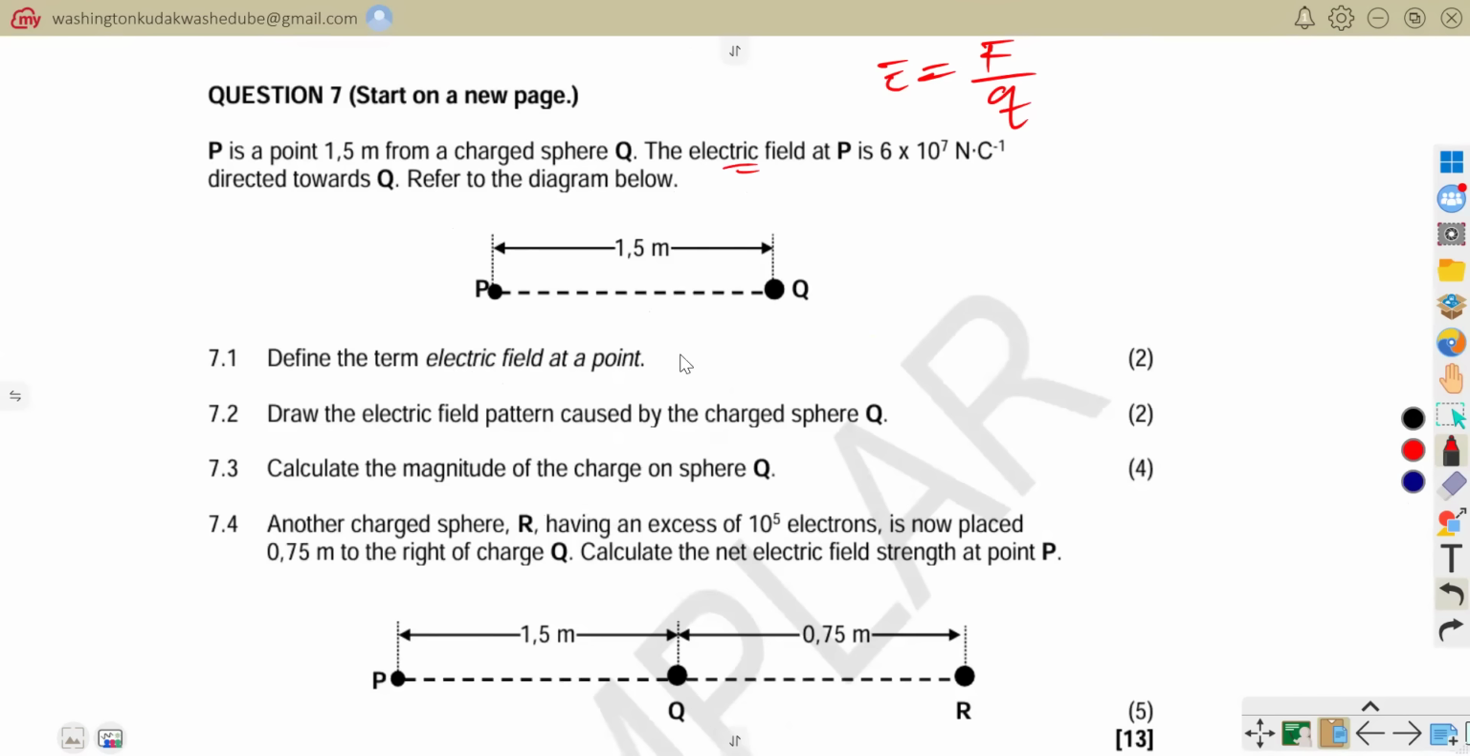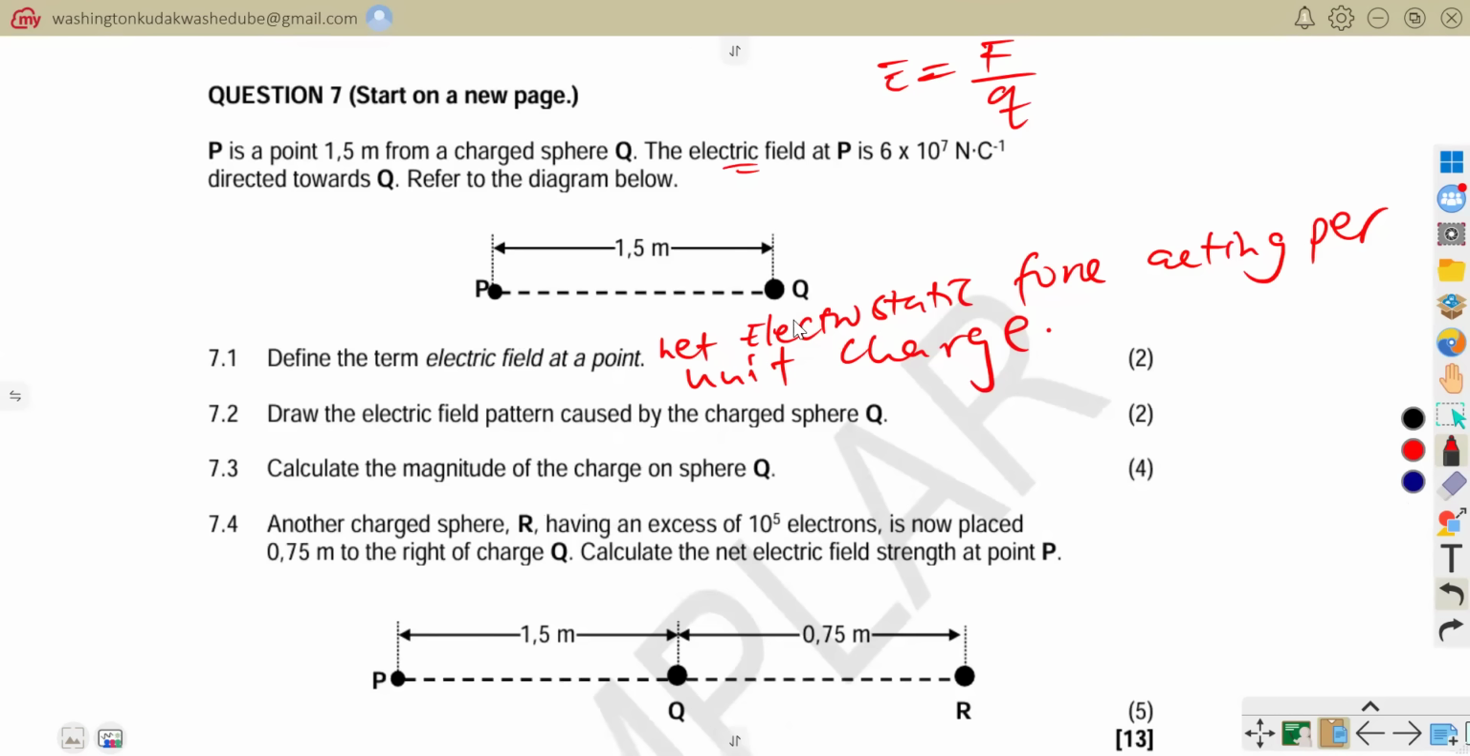This is the net electrostatic force acting per unit charge. The net electrostatic force acting per unit charge, force per unit charge. That is the electric field at a point, acting per unit charge at that point.